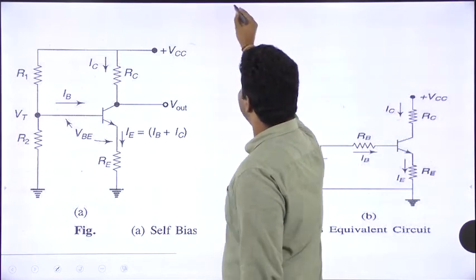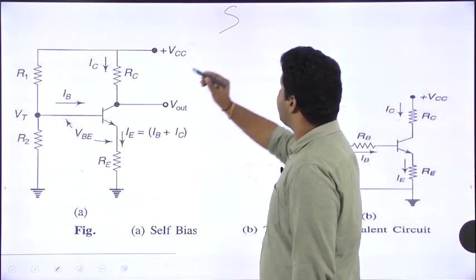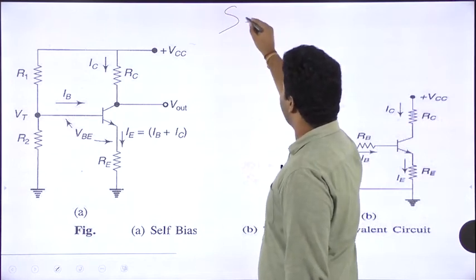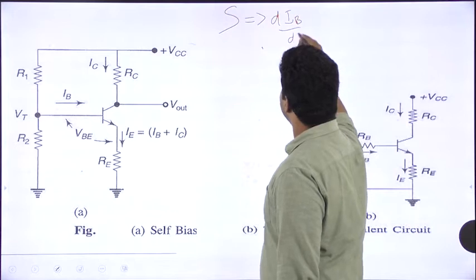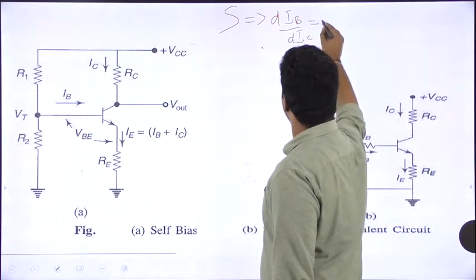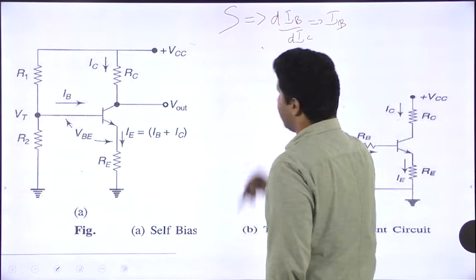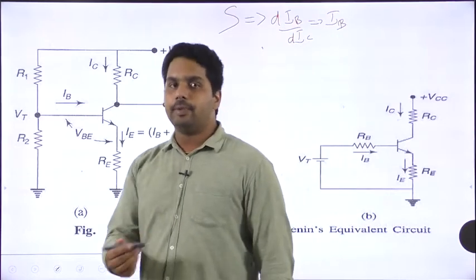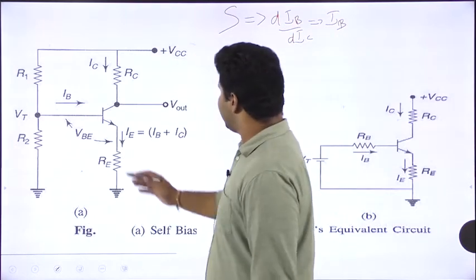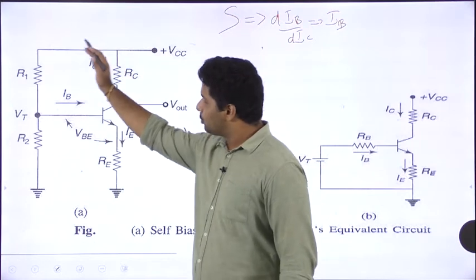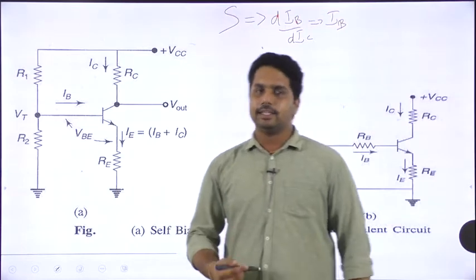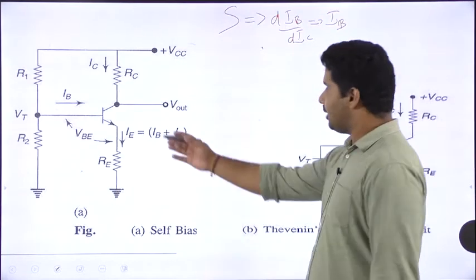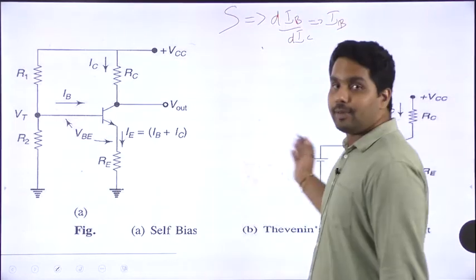I have to find the stability factor. In order to find the stability factor, what do we need? We need dIB by dIC. For that purpose, I need IB; the expression for IB we need. But if your circuit is like this, it is very difficult to write that KVL from the input side. So for easiness, what we are doing is, we are representing the same circuit as its Thevenin equivalent circuit.